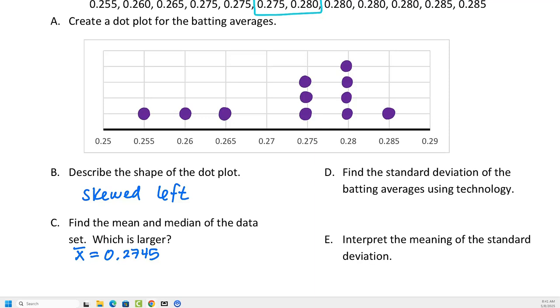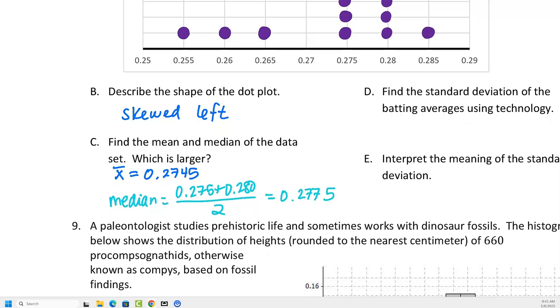So you can see here that the median is going to equal 0.275 plus 0.280, and then we're going to divide this by 2. Okay, and I'm just going to tell you for the sake of time, that's 0.2775. And that's what they asked for those two.